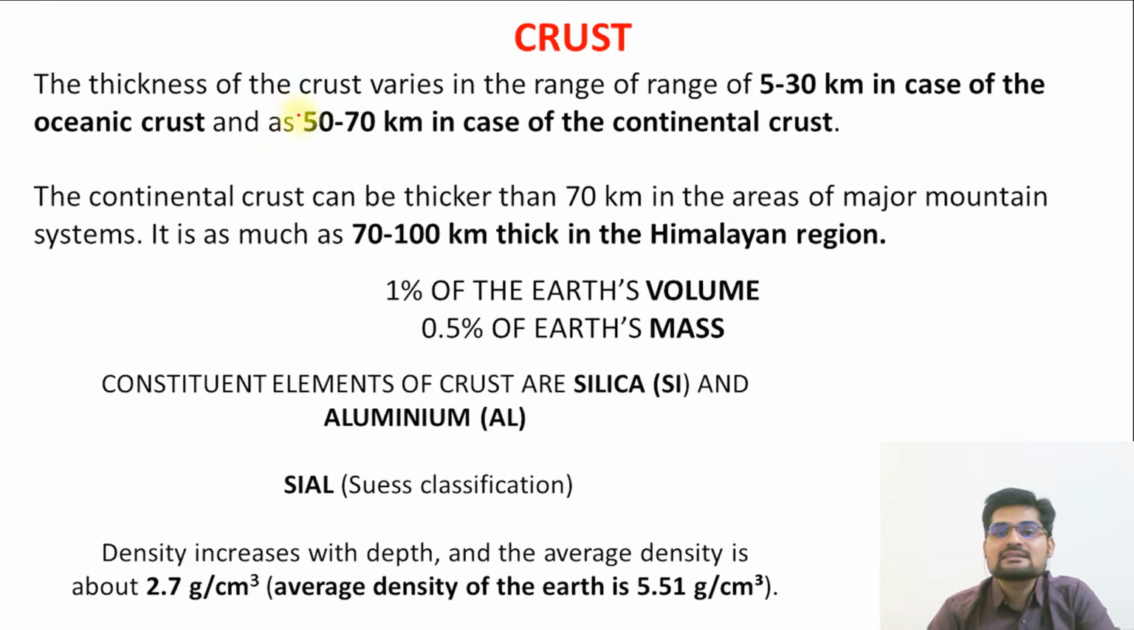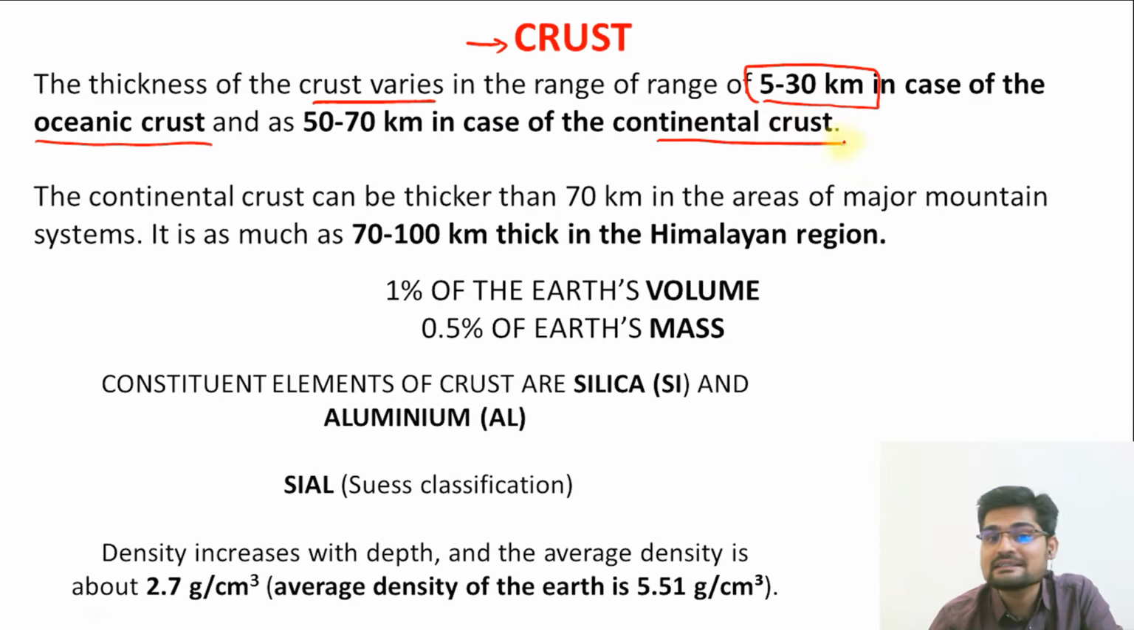Now, one by one, let's understand the different layers of the Earth. So the first layer is the crustal part of the Earth. What we observe here is that the thickness of the crust varies in the range of 5 to 30 kilometers in different parts of the world, especially for oceanic crust. While continental crust varies somewhere around 50 to 70 kilometers. Somewhere you will find 65 kilometers written, somewhere 60 kilometers, but it is in between this range, so 50 to 70 for continental crust, and the oceanic crust is 5 to 30.